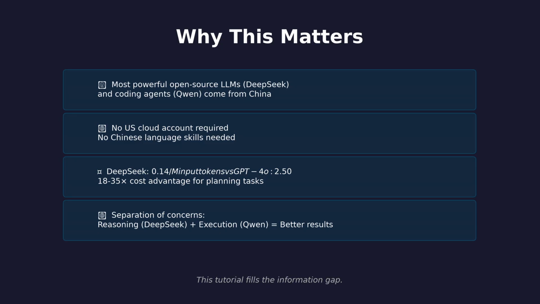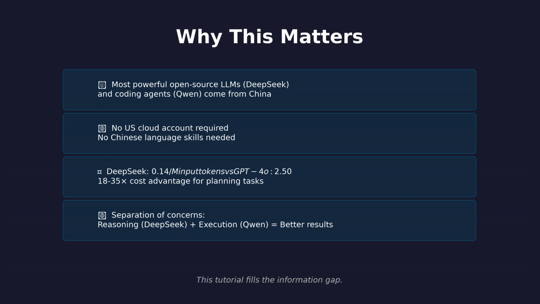The most powerful open source LLM, DeepSeek, and the most practical coding agent, Qwen Code, both come from China. You don't need a US cloud account. You don't need to speak Chinese. You just need an API key and a terminal.